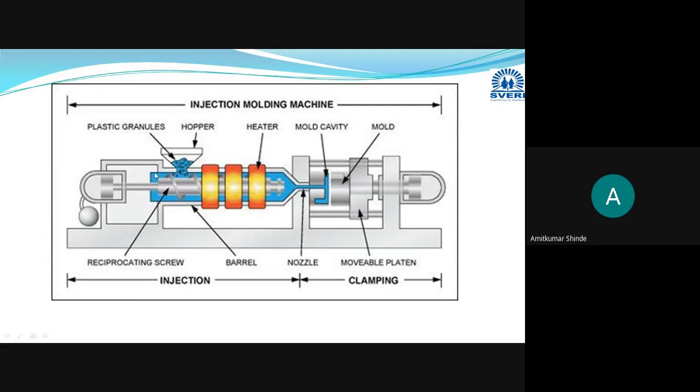Directly, we are using the reciprocating screw. There will be one screw, and with the help of that screw only, we are forcing the melted plastic raw material into the mold cavity. With the help of the reciprocating screw, we are applying force on the melted plastic raw material, and it is injected into the mold cavity. So this is the screw type injection molding.